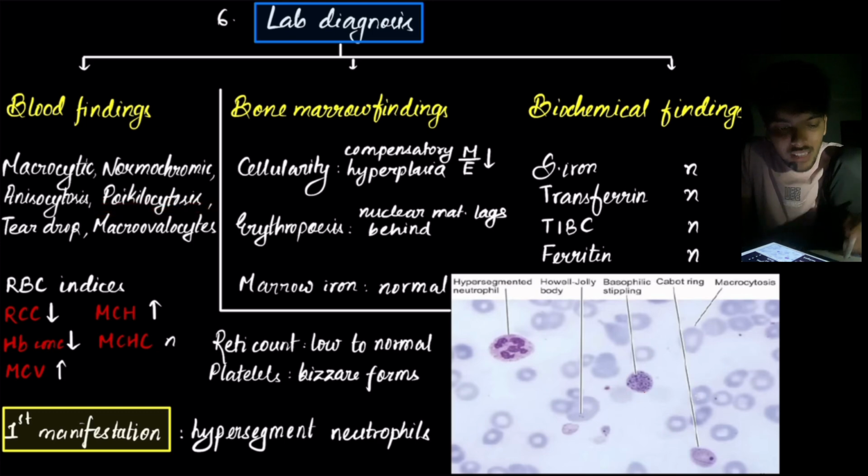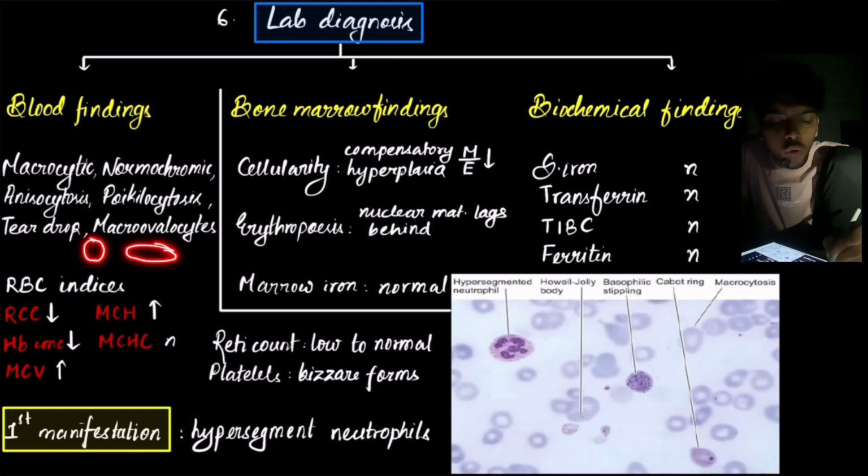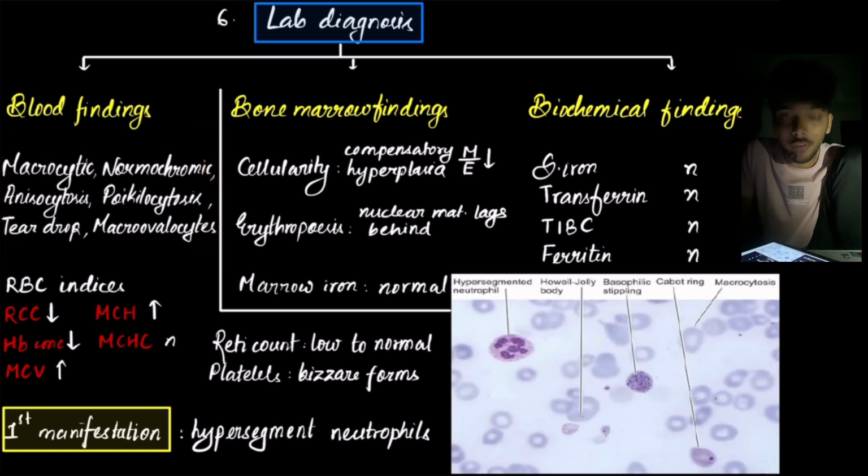The cells are tear-shaped, so teardrop-shaped. Some of the cells, instead of being round, are also oval and large, macroovalocytes. So these are the various types of RBCs that you can find.